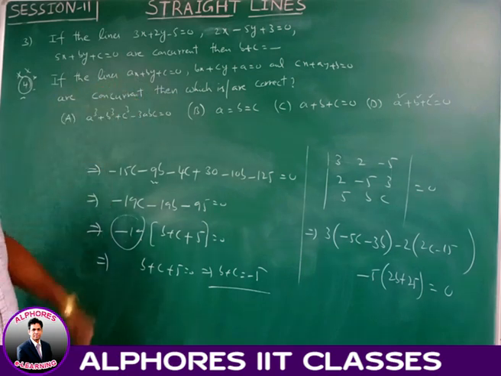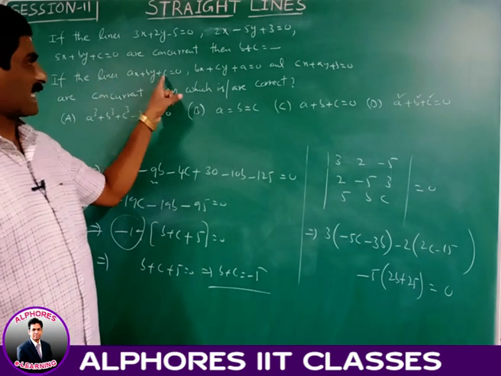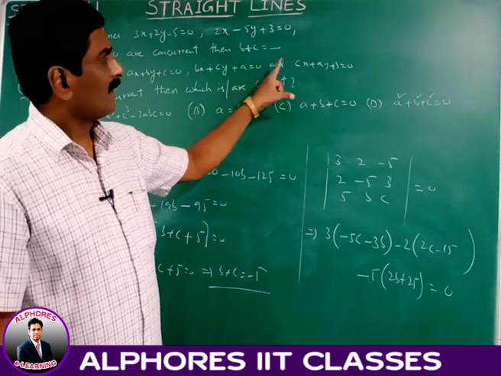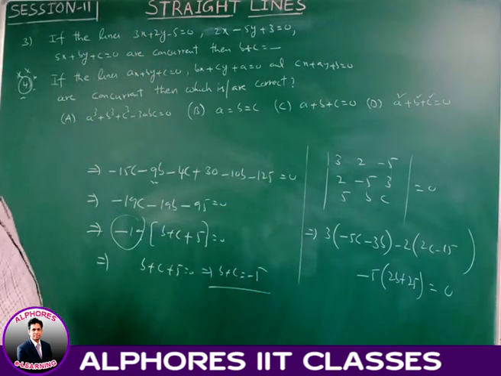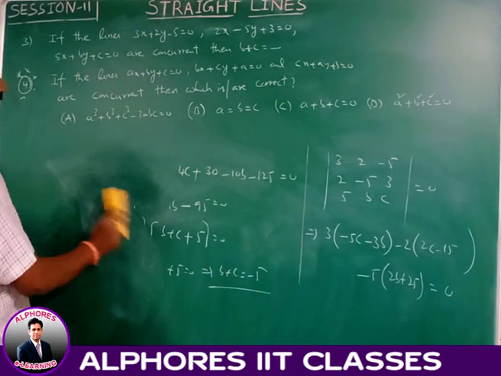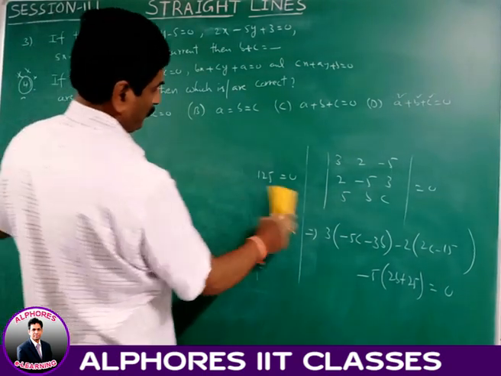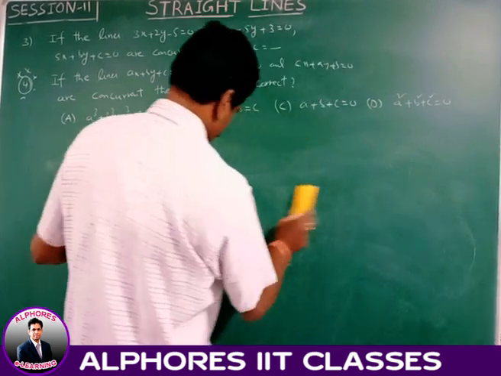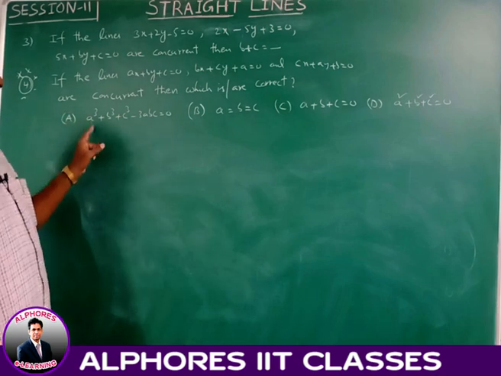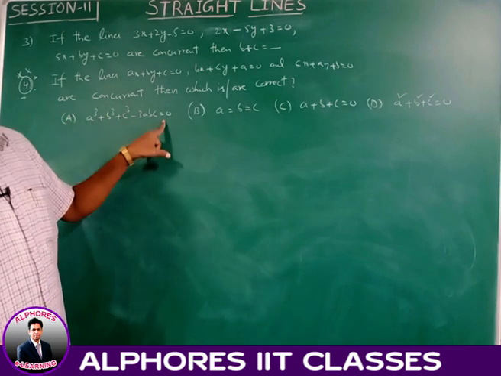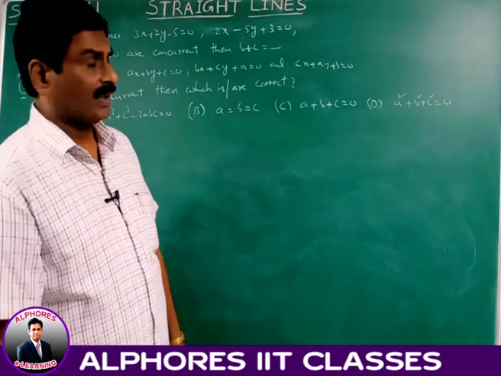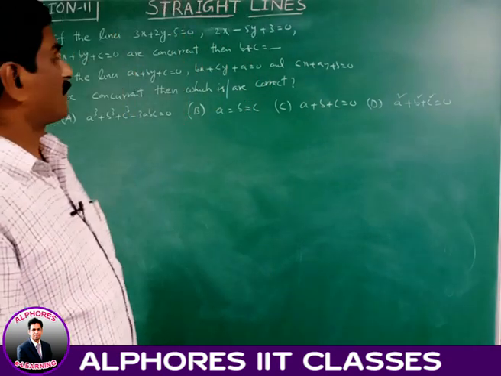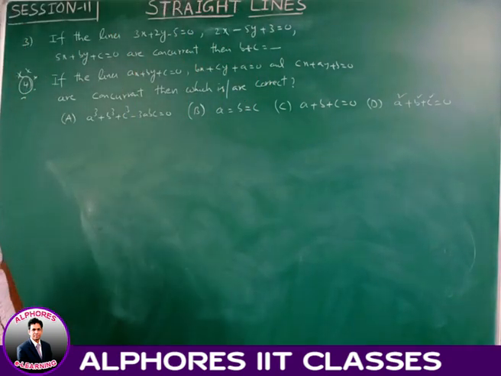If the lines ax plus by plus c is equal to 0, bx plus cy plus a is equal to 0 and cx plus ay plus b is equal to 0 are concurrent, then which of the following are correct? Options. First option, a cube plus b cube plus c cube minus 3abc is equal to 0. Second option, a is equal to b is equal to c. Third option, a plus b plus c is equal to 0. Fourth option, a square plus b square plus c square is equal to 0. Okay, it is a multiple option question.